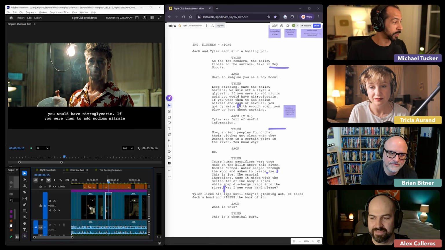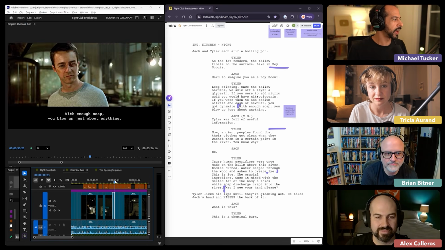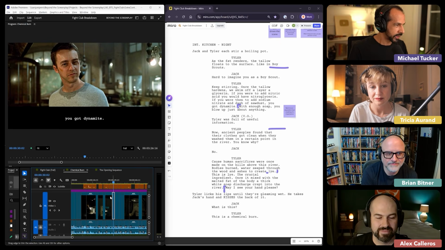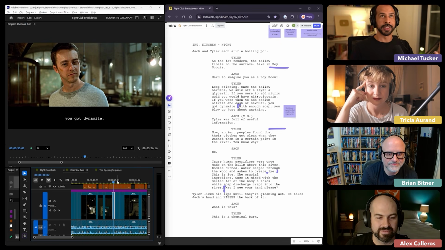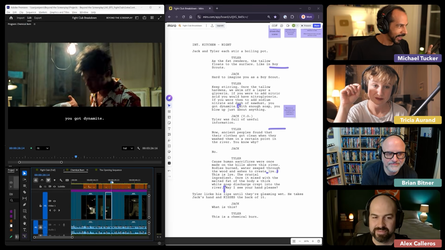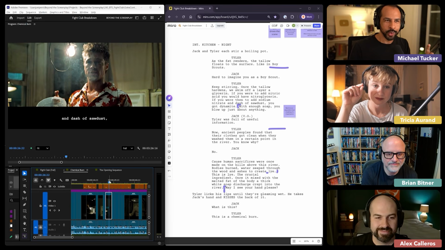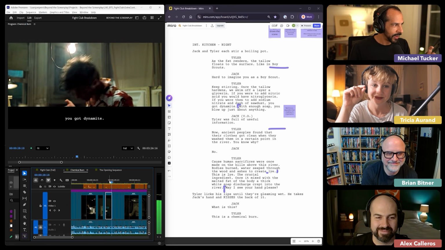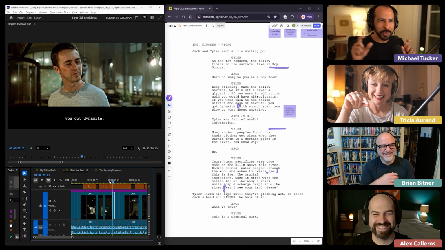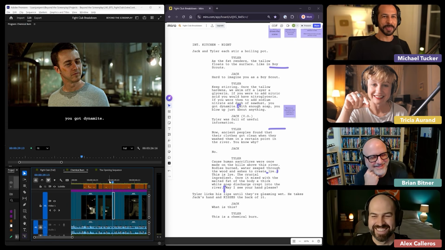It affords this reaction shot you were just talking about, Brian, where we get to see Edward Norton doing this. And just a tiny thing there, but even Brad Pitt does this little thing in between his words. "Sawdust. You got dynamite." It adds a little rhythm and tension. I never noticed that. Love it.